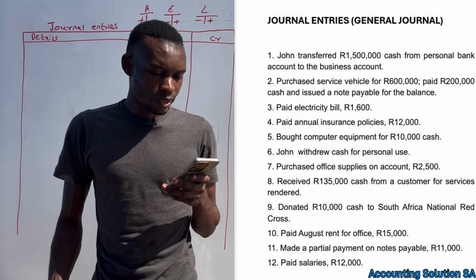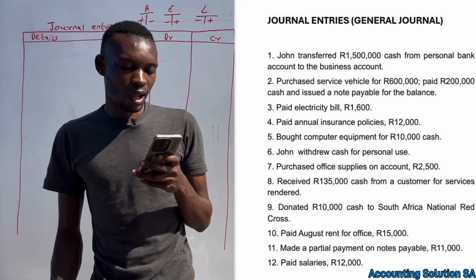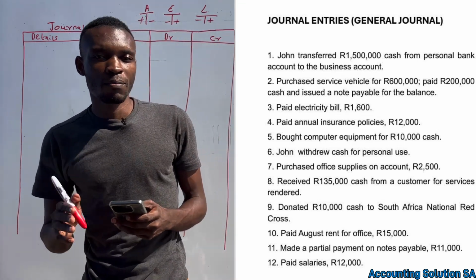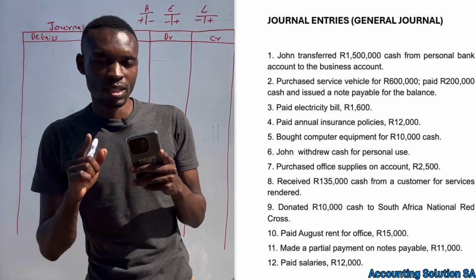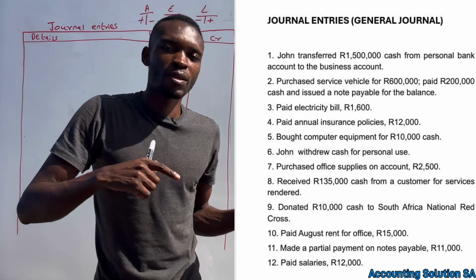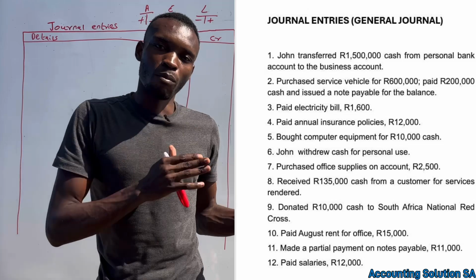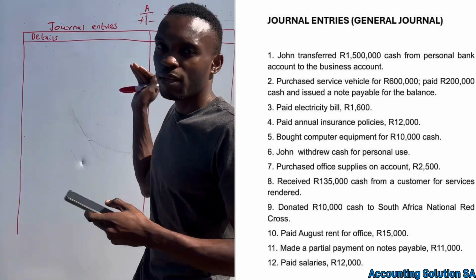They say that John transferred 1.5 million rand cash from his personal bank account to the business account. Remember, when we are preparing a general journal or journal entry, we have to identify at least two components. One must be debited, one must be credited. You can't debit both and you can't credit both, because the two sides must be equal.